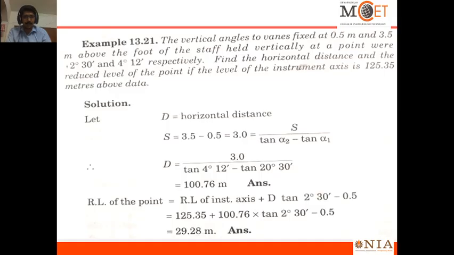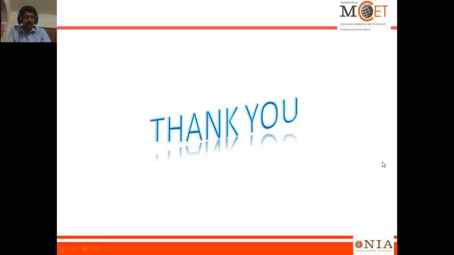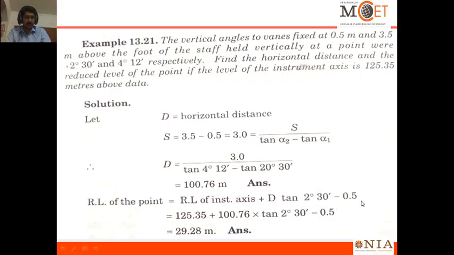D is equal to the horizontal distance and S is equal to 3.5 minus 0.5, which gives 3 meter, right? So D is equal to 3 by tan 4 degree 12 minutes minus tan 2 degree 30 minutes. You substitute these and you will get 100.76. Then the RL of the point is equal to the instrument axis plus V, minus the bottom reading, and you will get the answer, right?